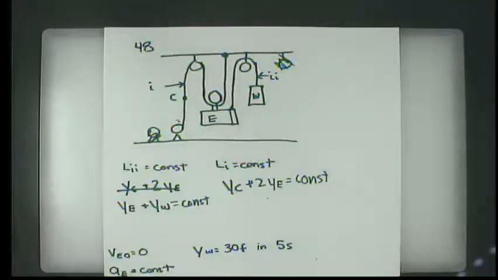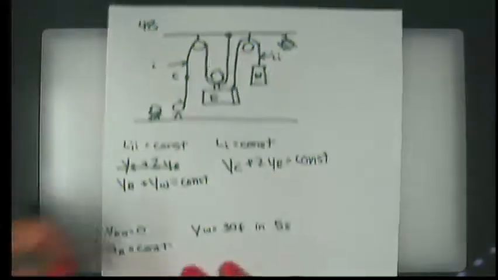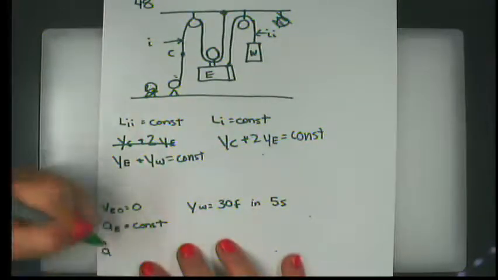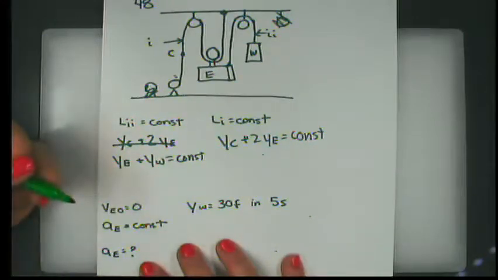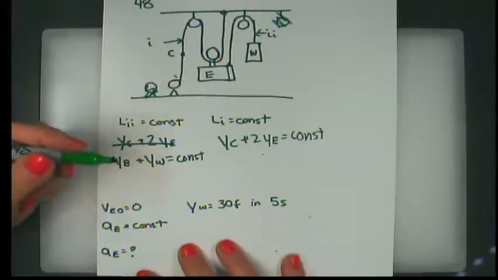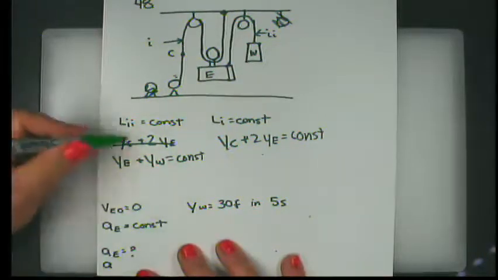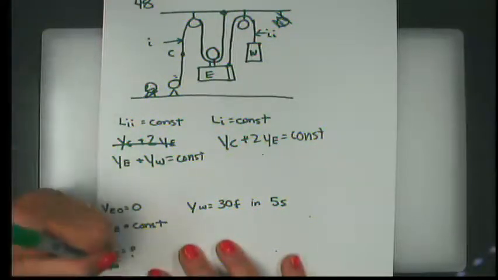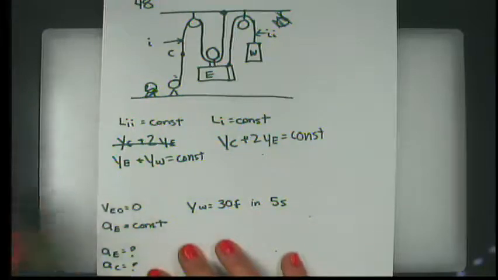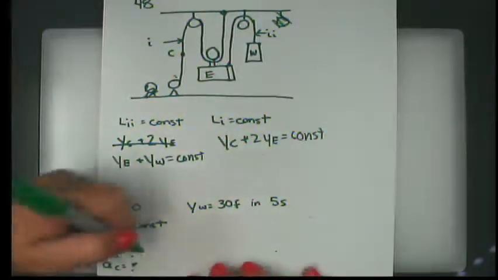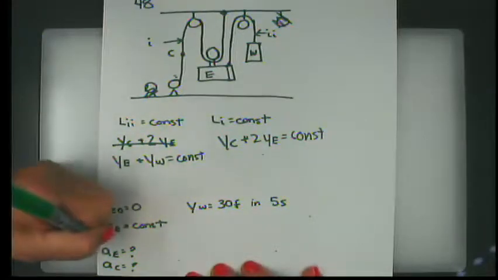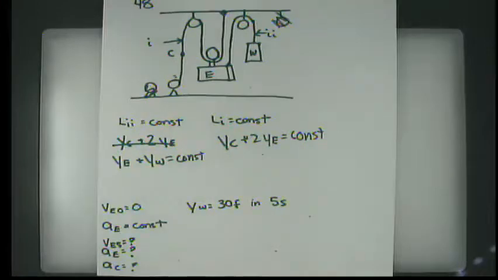All right. What is the acceleration of the elevator and of the cable C? So we want to know the acceleration of the elevator equals what? And the acceleration of point C is equal to what? And we also want to know what is the velocity of the elevator at 5 seconds. Those are the 3 things that we want to know.